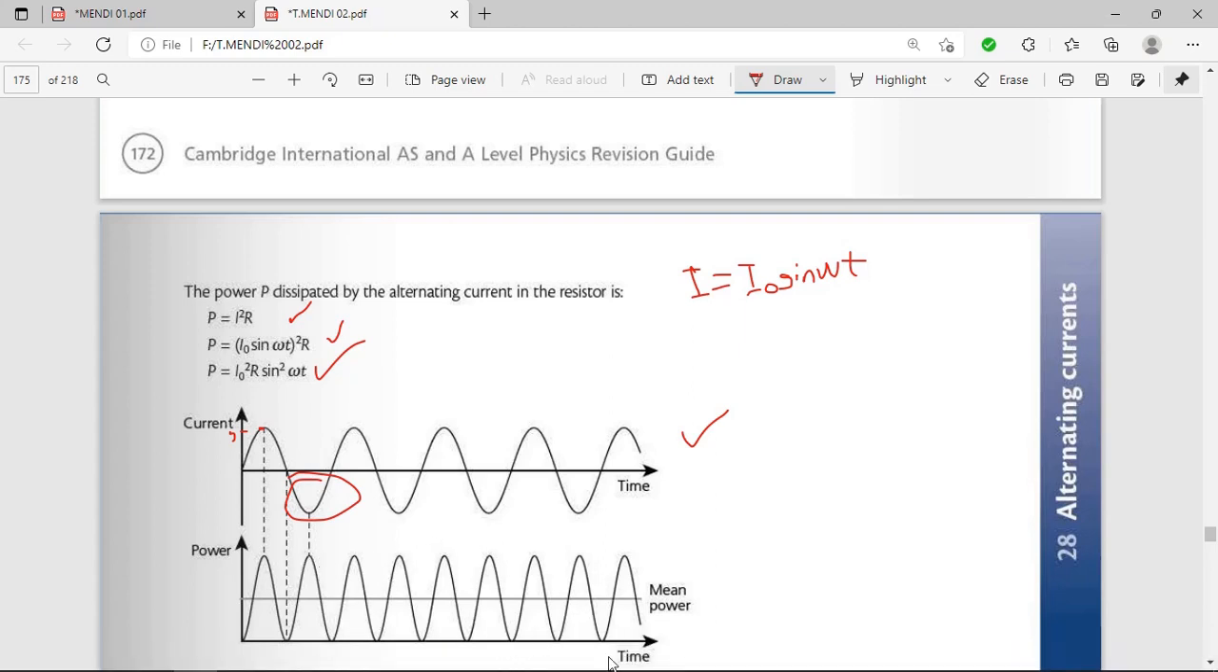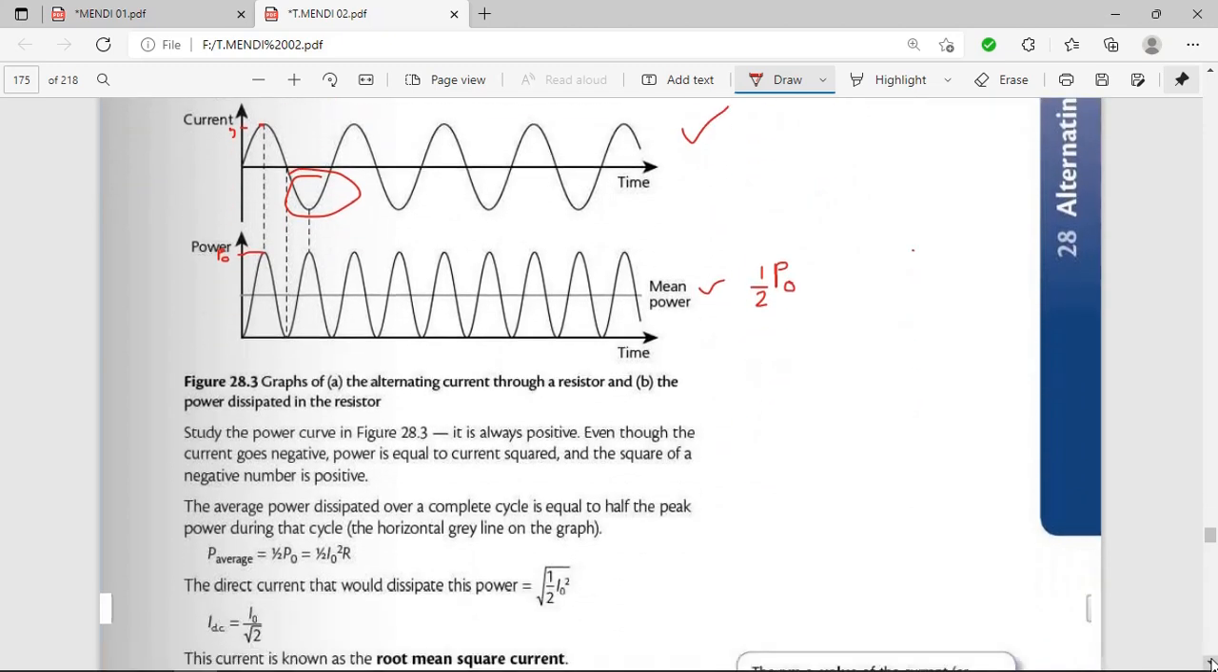It is always positive. And this is our peak power, P naught. Then half of P naught is what we are saying is the mean power. You shall see when we are going to work that.